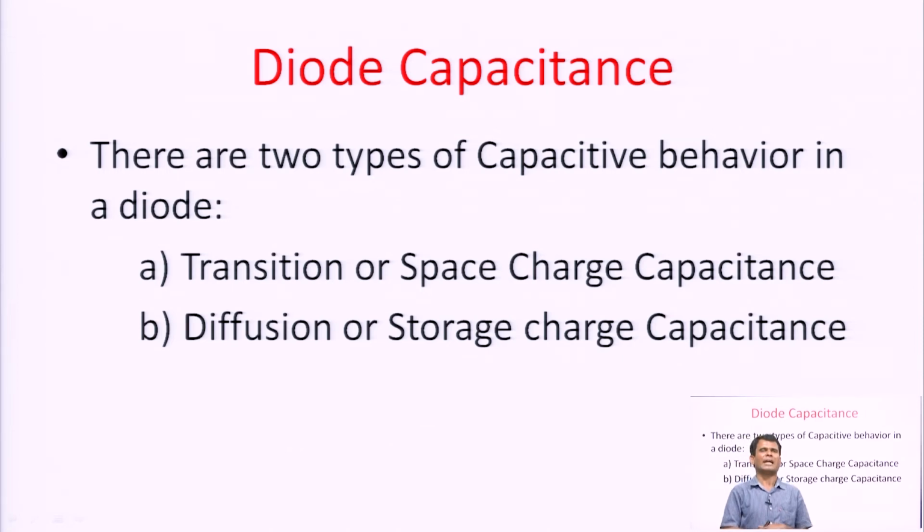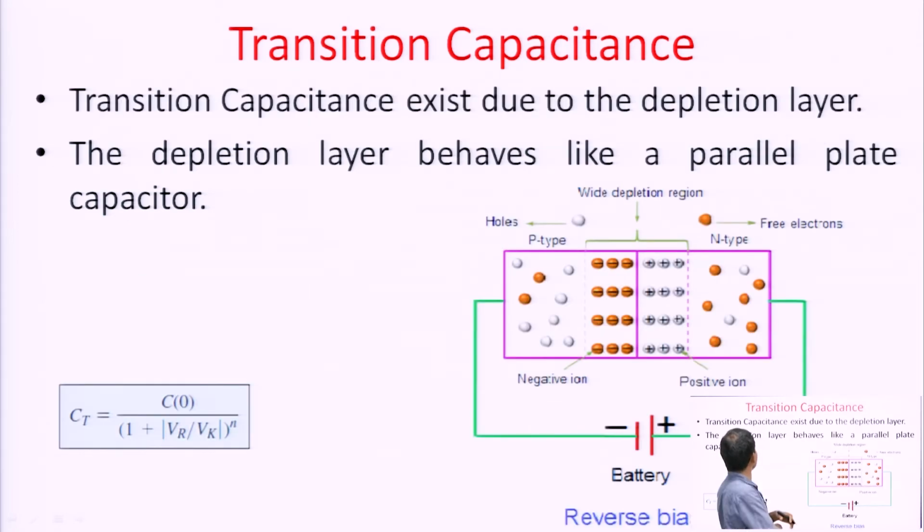So, there are two types of capacitive behavior in semiconductor diodes. One is the transition capacitance or space charge capacitance, and another one is the diffusion capacitance or storage capacitance. There are two types of capacitance. Now, first of all, transition capacitance.